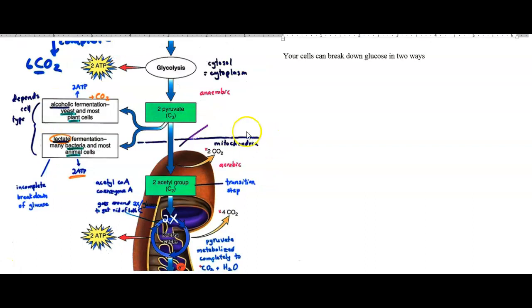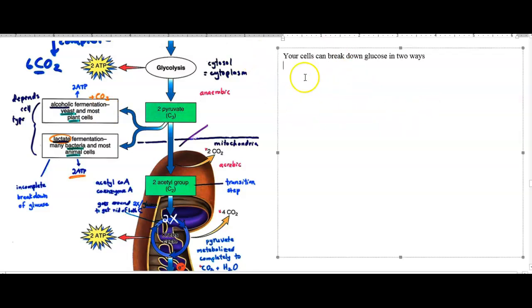Okay, so let's look over here. Your cells can break glucose down in 2 different ways. One, with oxygen. That's called aerobic respiration.